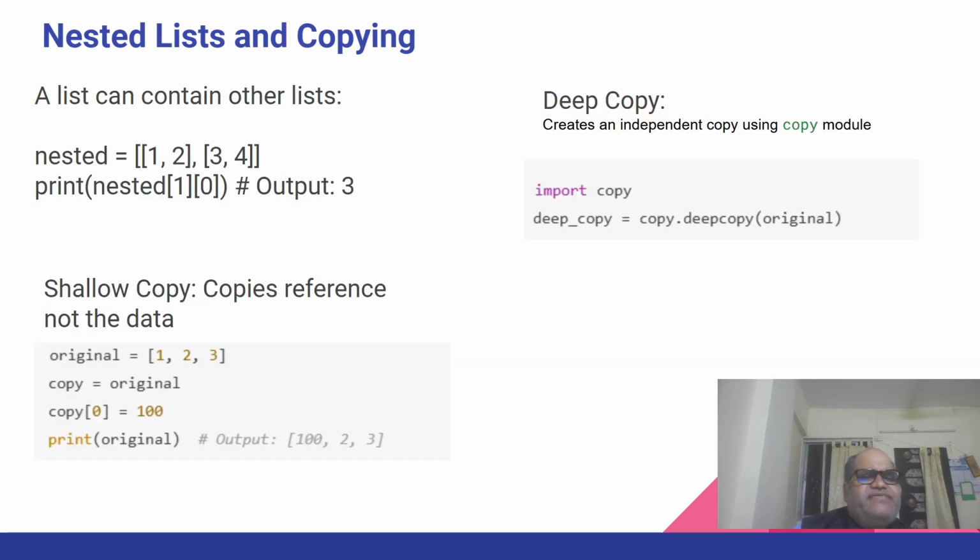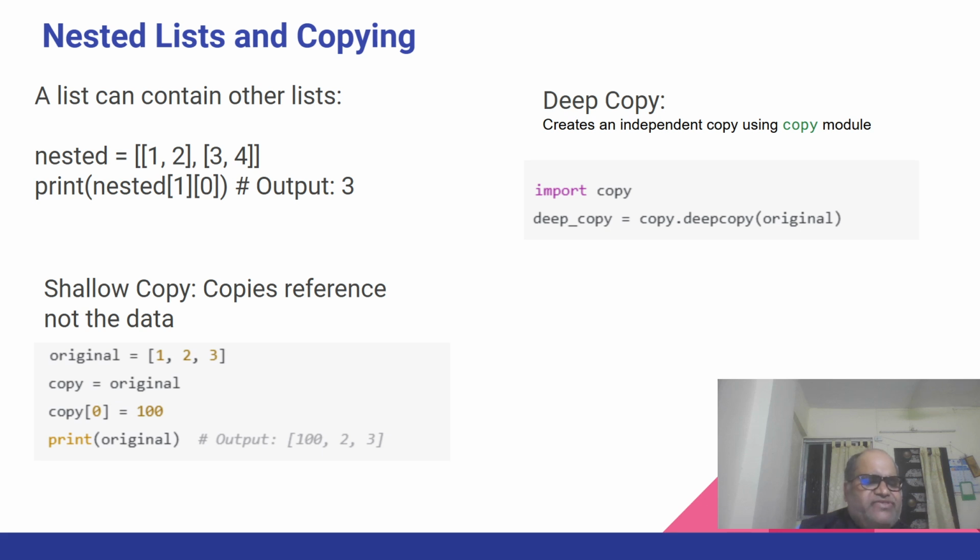Another important thing is, as we discussed earlier also, your list could be nested. So if you see nested is 1, 2 is a sublist, 3, 4 is a sublist. And so if you want to look at nested 1, it will be 3, 4, right? And then the 0th element of that will be 3. So, keep this syntax in mind, right?